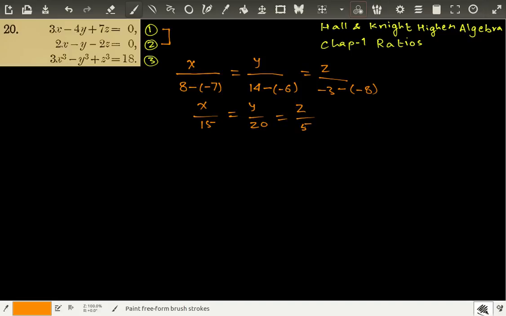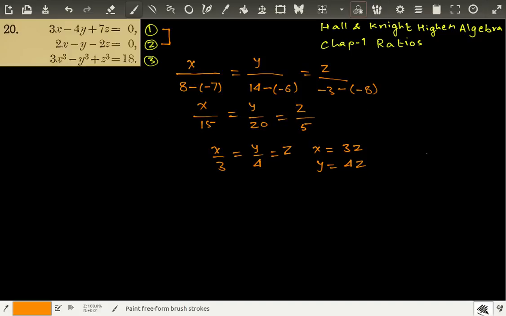If we divide all the denominators by 5, we get x by 3 is equal to y by 4 is equal to z. So x can be written as 3z, and y can be written as 4z.